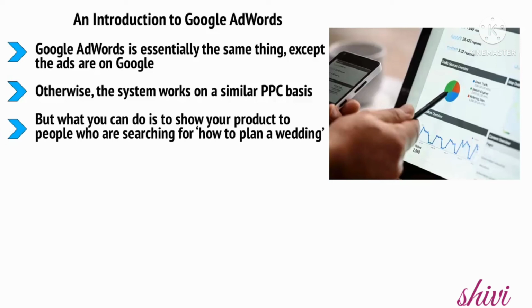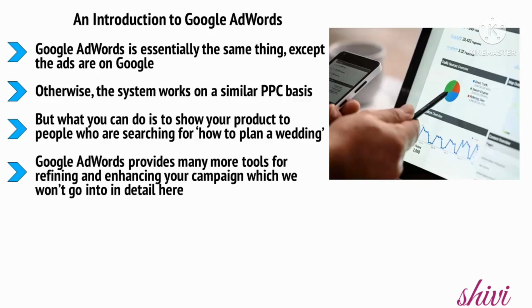But what you can do is to show your product to people who are searching for how to plan a wedding. This has the benefit of being targeted while also being well-timed. Your audience is not only likely to want to learn about wedding planning, but they're actively looking for information. Google AdWords provides many more tools for refining and enhancing your campaign, which we won't go into detail here. But one example is the option to use negative keywords, terms that you want to exclude people from seeing your ads. For example, you can make sure that no one includes the term free, as those people are unlikely to be willing to pay for your products.